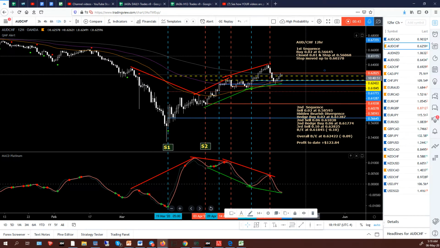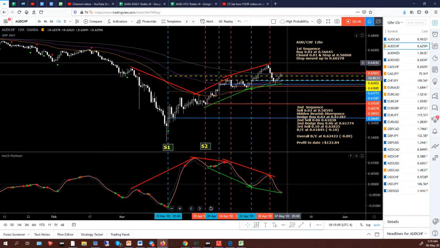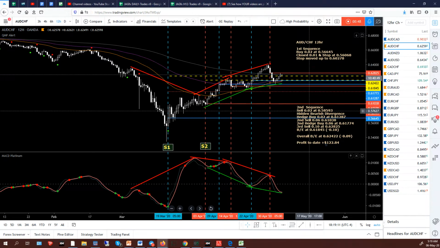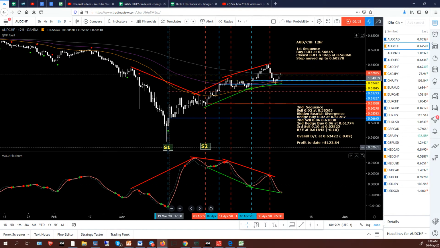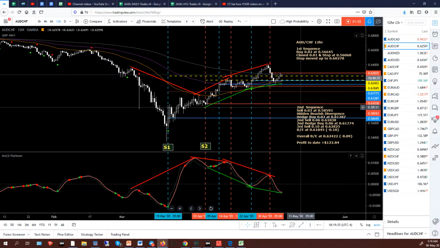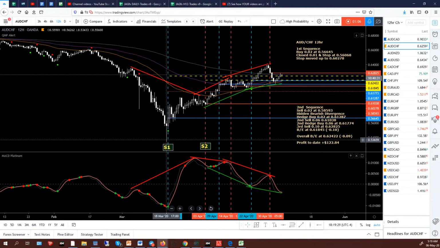As normal, you can stop the video, pause the video, read my notes. I've got a lot of notes happening. English may not be your first language. You may not understand the Australian accent. Just slow the video down, have a look, read the notes. It's all a little bit confusing sometimes. S1, S2, first sequence, second sequence. That's all that means. So that's where trades commence.